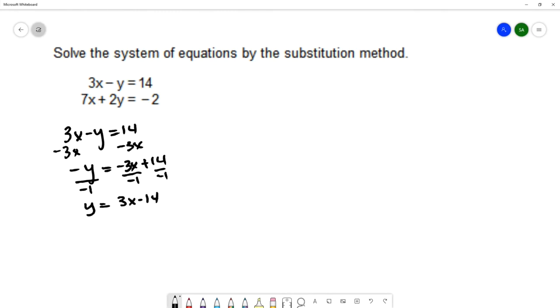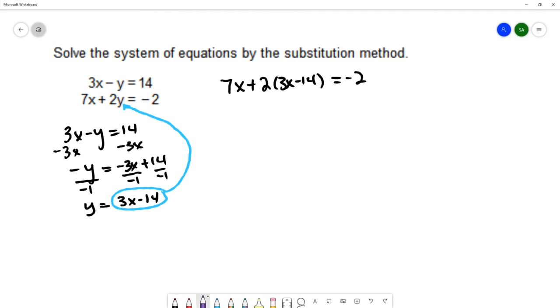So once I've solved for one of the variables, I'm going to substitute that expression into the other equation. So this expression of 3x minus 14 equals y. So I'll substitute it in for y in the other equation. That's going to give 7x plus 2 times (3x minus 14) equals -2. This gives me an equation with only one variable, and I'm going to be able to solve this equation.